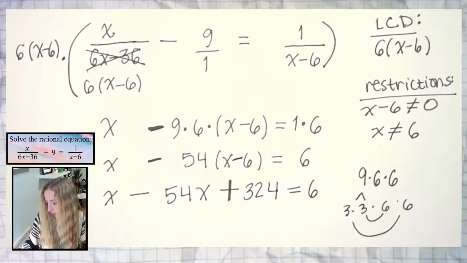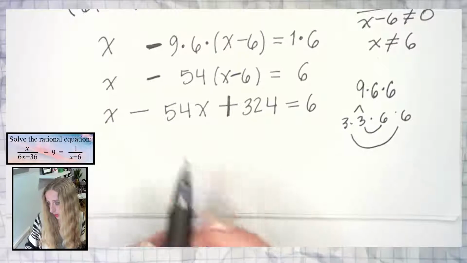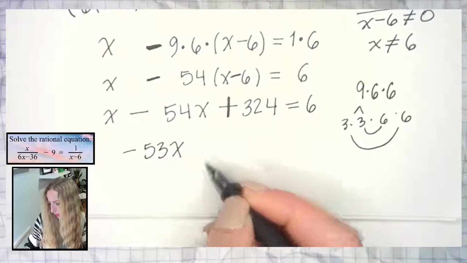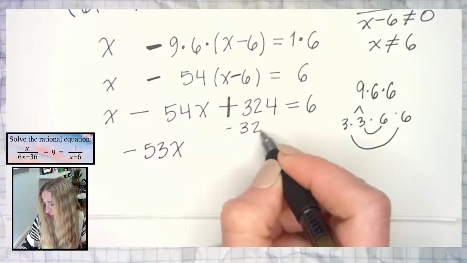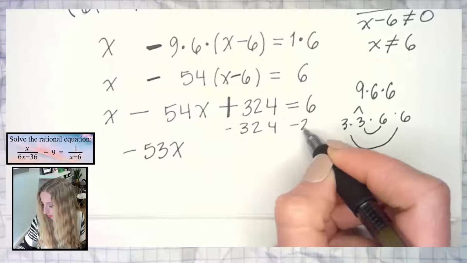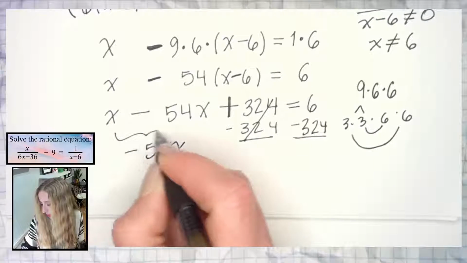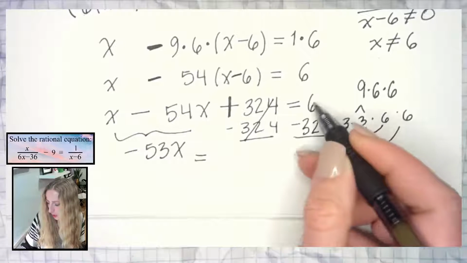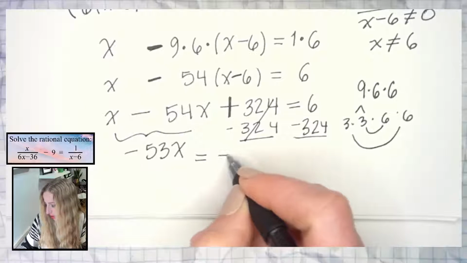Equals 6. We've got to solve for x, so I'll combine these two right over here. Just going to scooch that paper up a bit. We have a negative 53x, and I'm going to subtract 324 from both sides. That was these two combining, right? Equals, so 324 take away 6 would be what? 318. So in the other way, it's just negative 318.